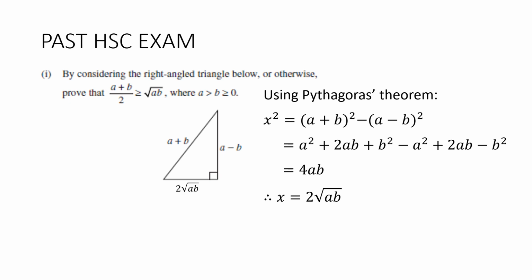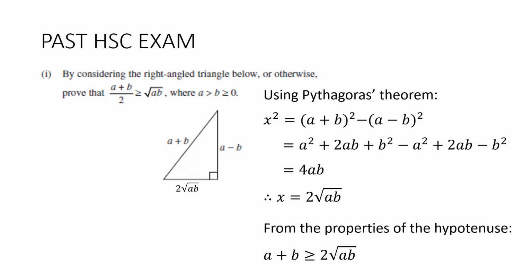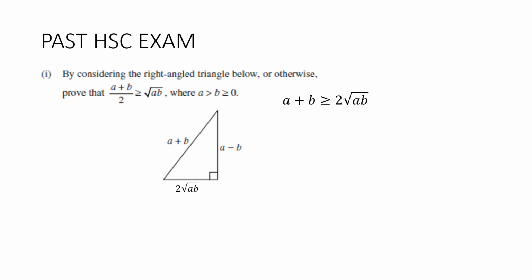Now from the properties of a right angled triangle, the hypotenuse can never be less than another side. So A plus B must be greater than or equal to 2 root AB. And we're nearly there, aren't we? Divide both sides by 2 and we're done.